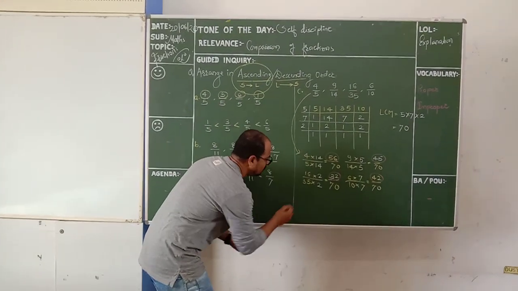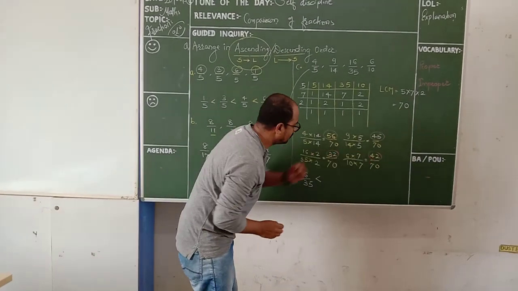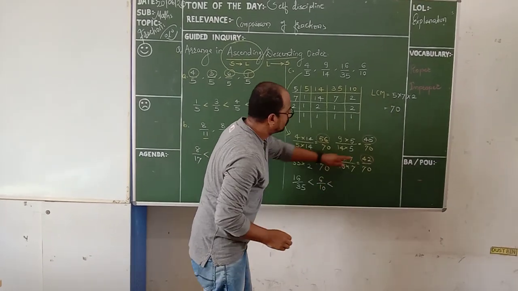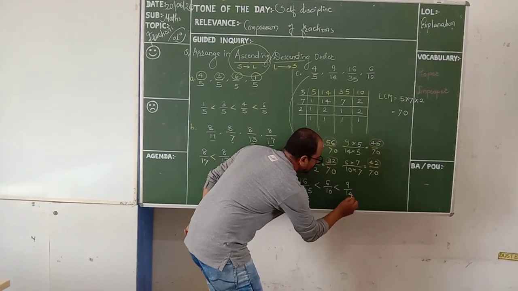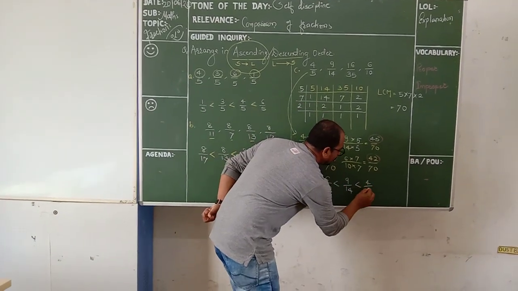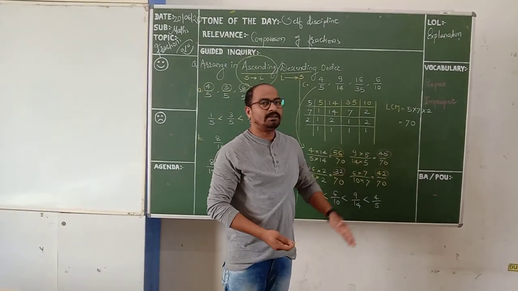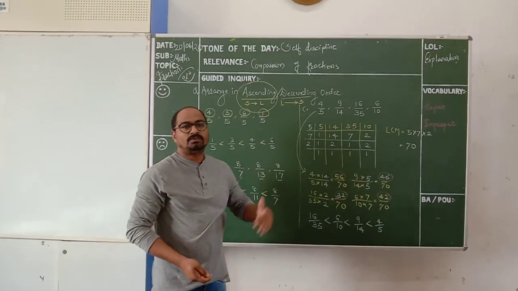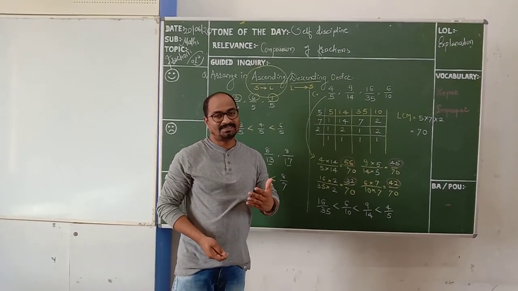So which are the original fractions? 16 by 35 is first. The second one, this one, original 6 by 10. The third, 45 by 70, original 9 by 14. And the last one, 56, that is 4 by 5. So easily we can understand how to write in ascending order if denominators are different. So these are the three categories for arranging fractions in ascending or descending order. Understood? Thank you.